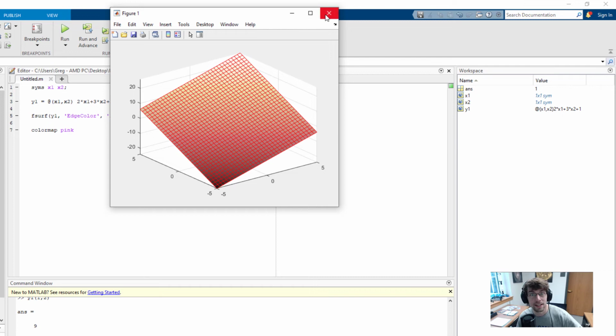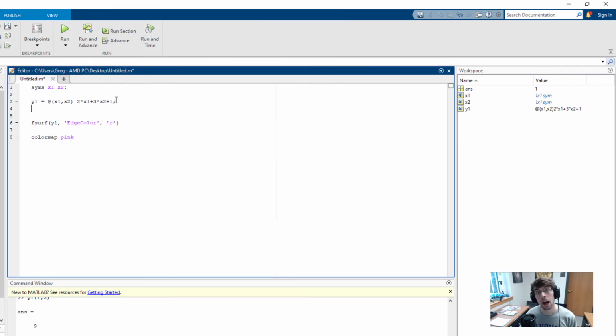Go ahead, take a minute. I want you to create 2 more functions. We'll call it y2, and we'll call it y3. Go ahead, take a minute and write down what those equations look like, number 1. And the second one is go ahead and write down the surface commands. So if you want to actually fsurf, go ahead and write down the 3 plotting commands.